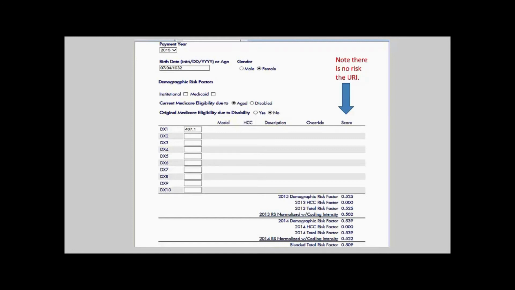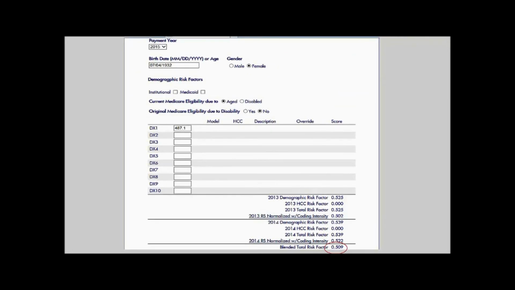Note, there is no risk score. There is no risk in having an upper respiratory infection. And if you note on the bottom, her total risk factor is 0.509. She's not at high risk to have extended health care costs for the next year.